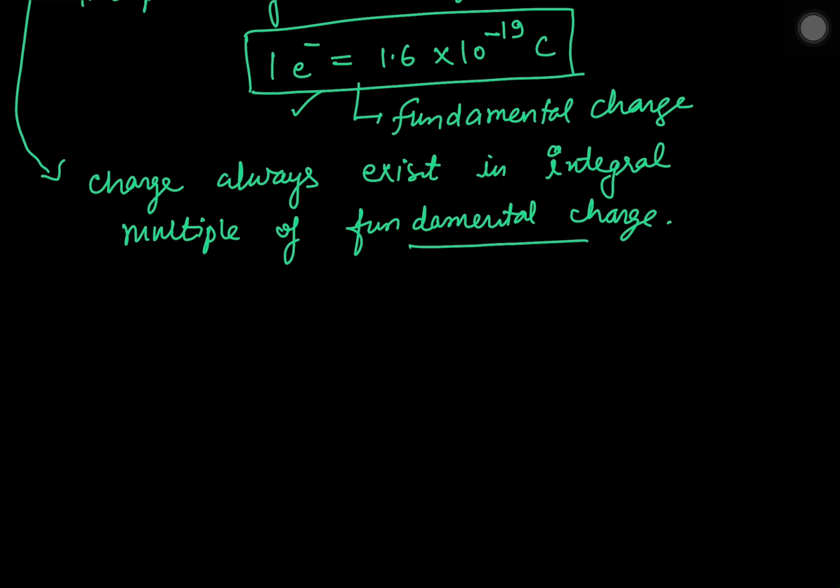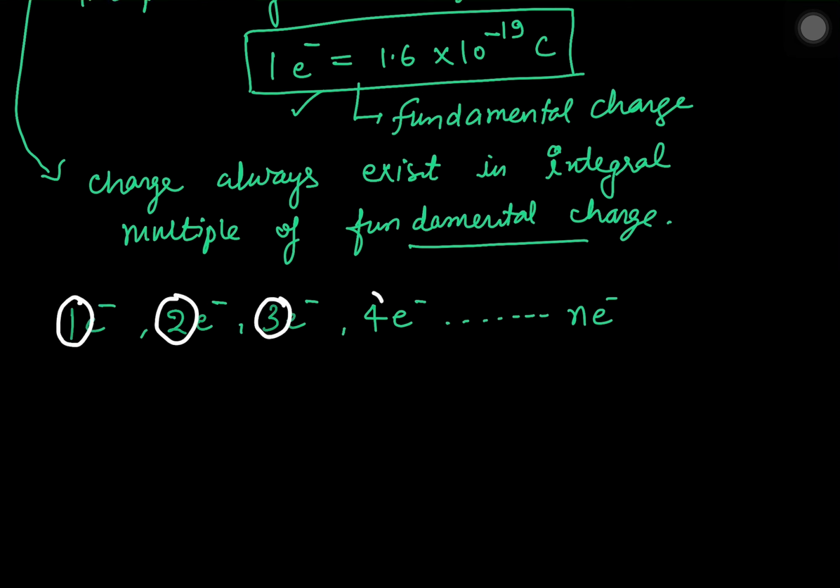Let us consider a case. For example, I would consider 1 electron charge, 2 electron charge, 3 electron charge, 4 electron charge, and n electron charge. So this shows the integral multiple. Here you can clearly see 1, 2, 3, 4 and n. These are the integers. So it is an integral multiple of the charge on one electron.